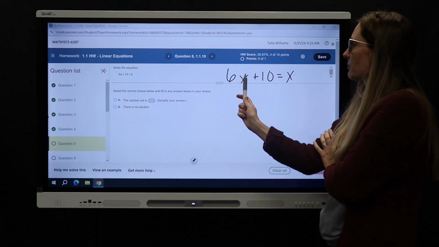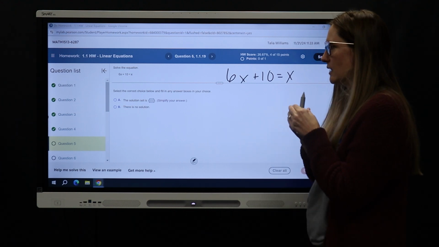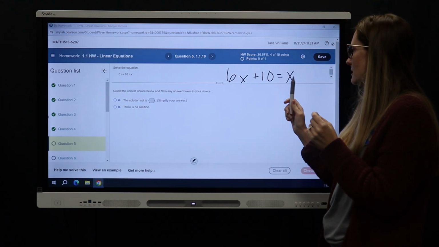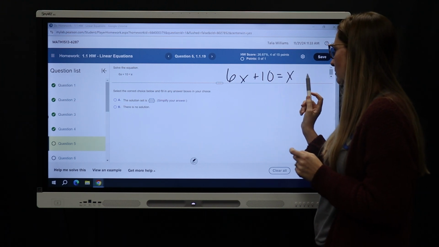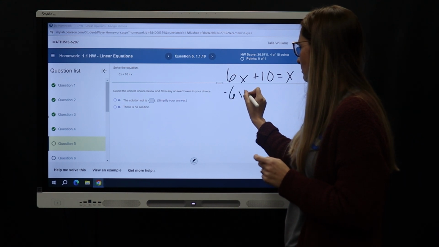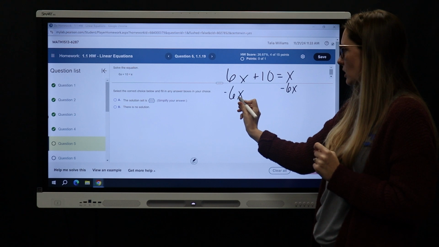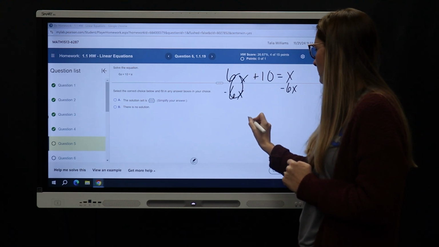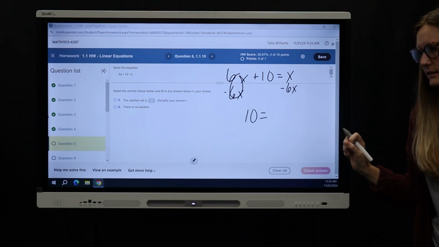But this problem, we have two x's. When we have two x's, we move our x's to the same side of the equation. Since I have this 10 over here, I'm going to move my 6x to my x. Since it's positive, the opposite of a positive would be to subtract. So I'm going to subtract 6x. 6x subtract 6x is 0. So I have 10 here.